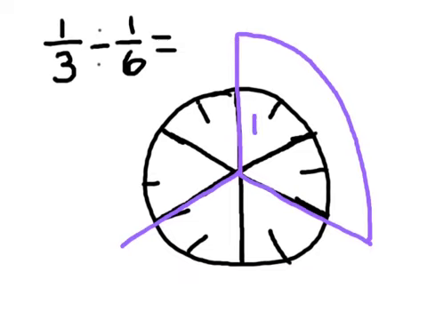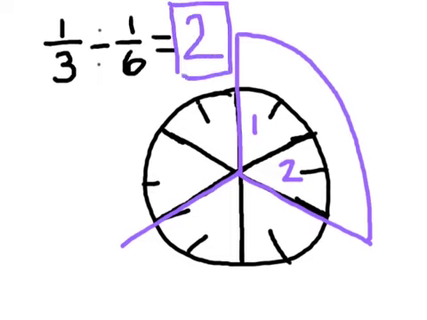So there's 1/6, and there is another sixth. So I have 2. So 1/3 divided by 1/6 equals 2. There are 2 sixths in 1/3 of a circle. Make sure on your lesson practice that you draw the pictures or use your manipulatives. Okay, good luck.